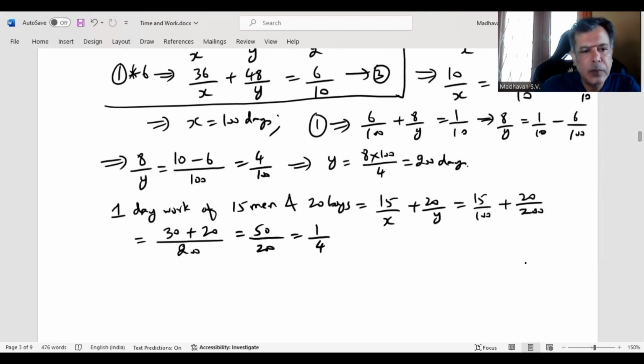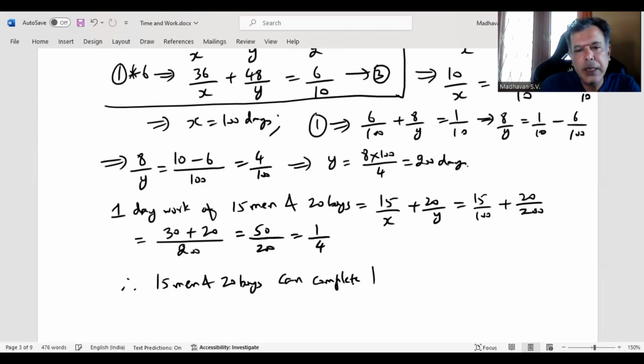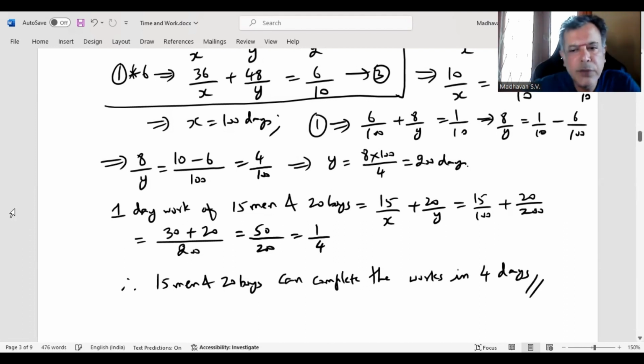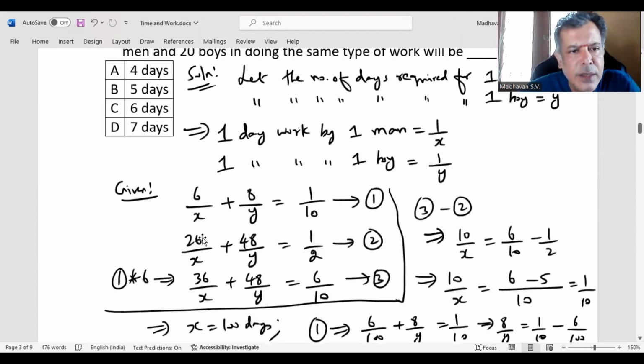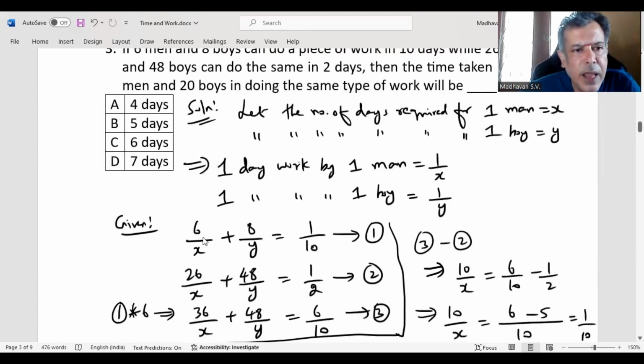Therefore, 15 men and 20 boys can complete the work in the reciprocal of this, that is 4 days. That is the solution for this: 4 days. In the sense, our option is option A. That is the solution for this question.